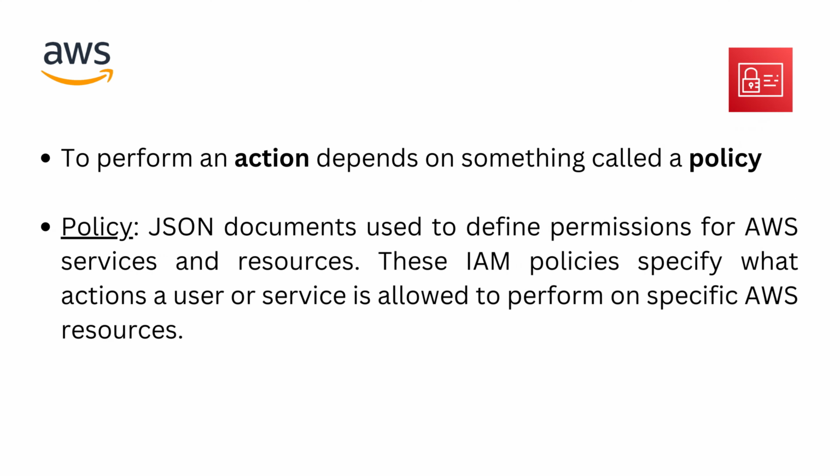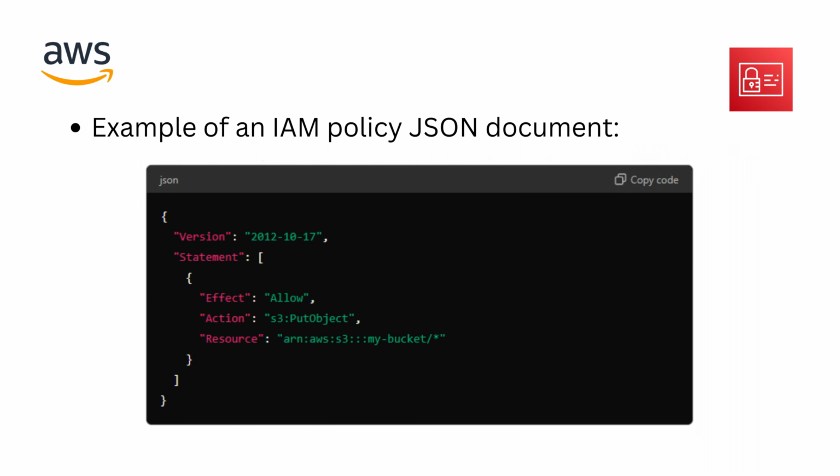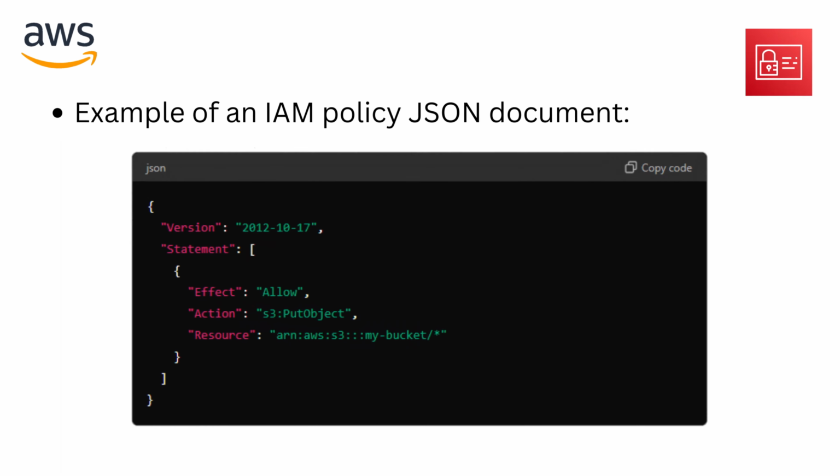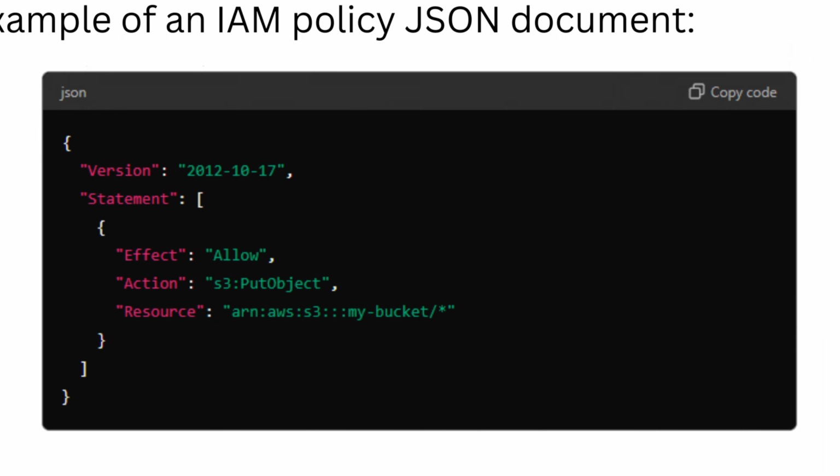Now, performing an action depends on something called a policy. Policies are documents written in JSON, and these policies define what actions are allowed or denied for specific AWS resources. So a policy determines the permissions for users, groups, or roles. Let's look at a very simple example of an IAM policy. This IAM policy allows a user to perform a specific action on an Amazon S3 bucket. So let me break it down for you so we can understand what we are talking about here.